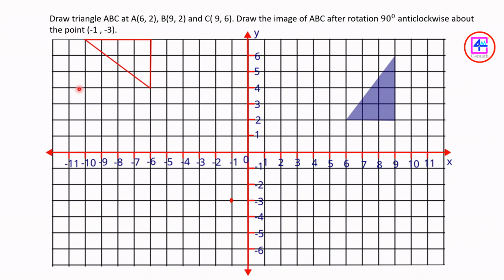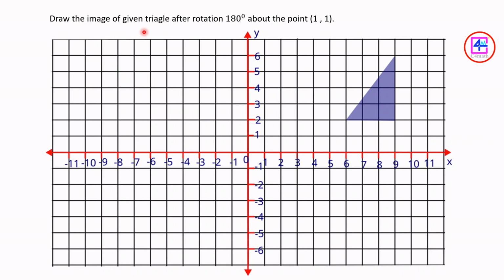So another example: draw the image of the given triangle after rotation 180-degree about the point (1, 1). In the 180-degree case, there is no clockwise or anti-clockwise. If you rotate clockwise or anti-clockwise, in both cases we will get the same answer. That's why they didn't specify clockwise or anti-clockwise. First, we can focus on the center. What is the center here? (1, 1). First, we can mark the center (1, 1).